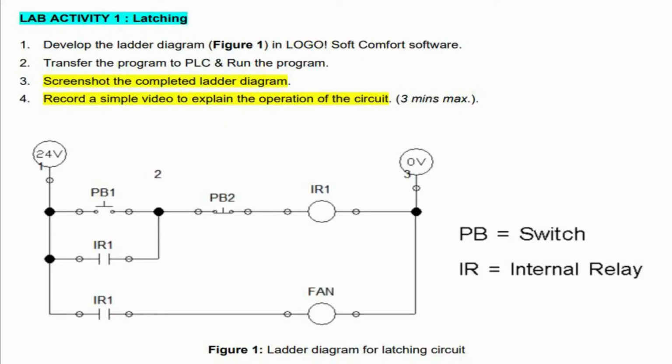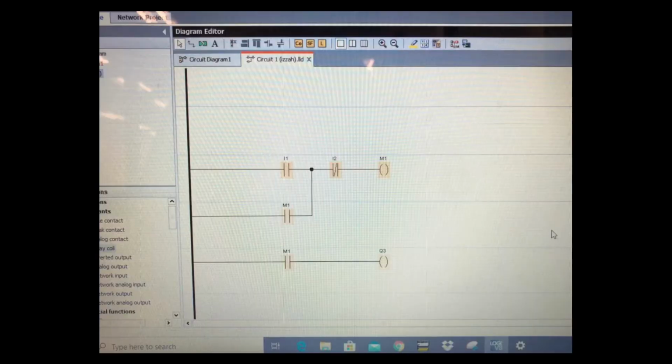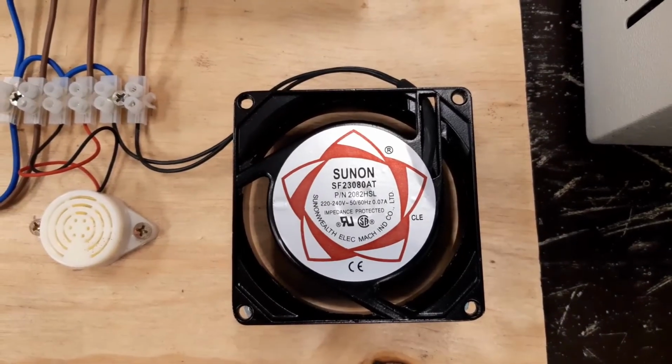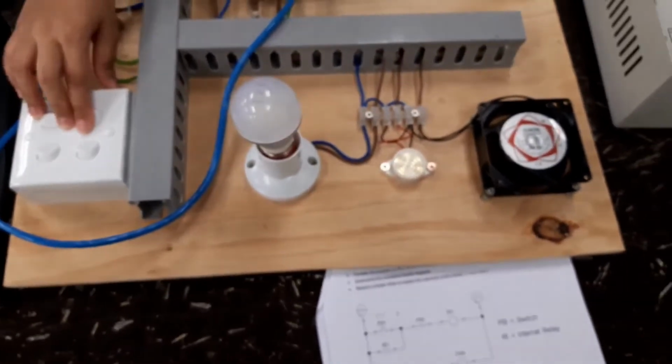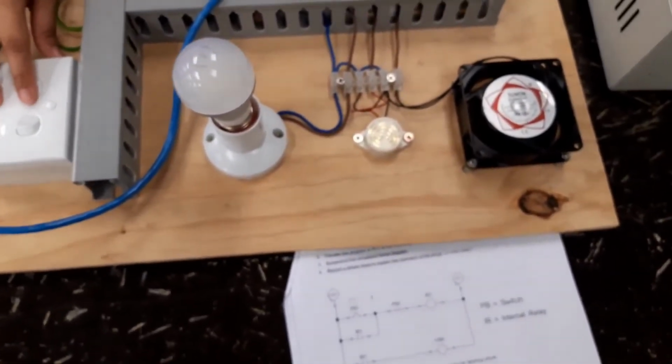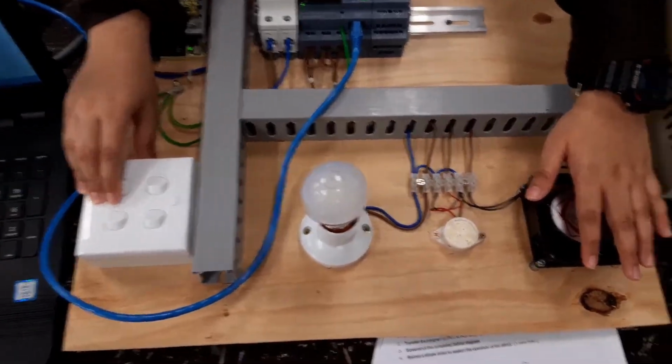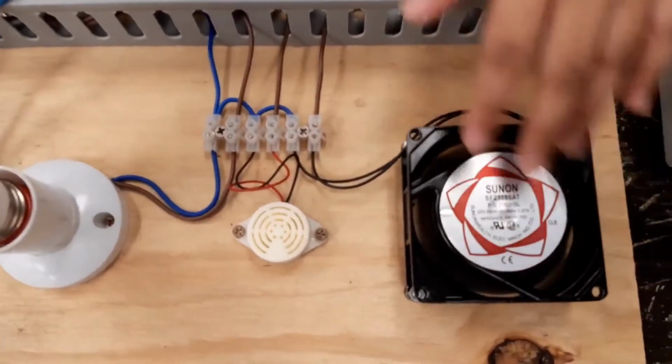For lab activity 1, latching. This is a ladder diagram for lab activity 1, latching. When the I1 is pressed, the circuit will be in the normally closed position. The relay coil will be energized and become a closed contact. The fan turns on.